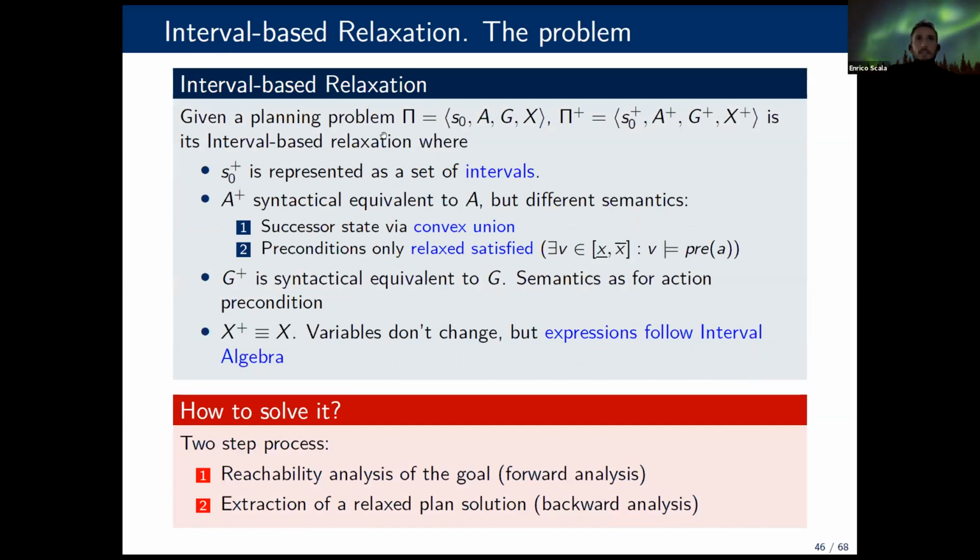So the interval-based relaxation can be then formalized as an extended problem, in which we start from the problem, we change the initial state as a set of intervals, we change the semantics of the action and the goals; the variables remain the same, but they are interpreted in a different manner. And the question is, how do we solve this problem? The solution of this problem is done in two steps. In the first step, you do what is called a reachability analysis of the goal, which goes in a forward fashion, and then you extract what is called the relaxed plan from the reachability analysis that you have done, and this is done in a backward fashion.